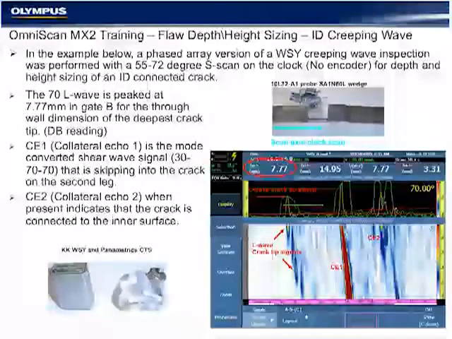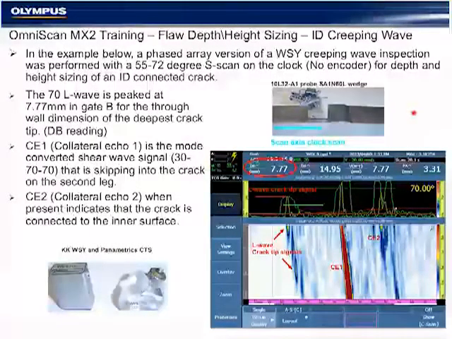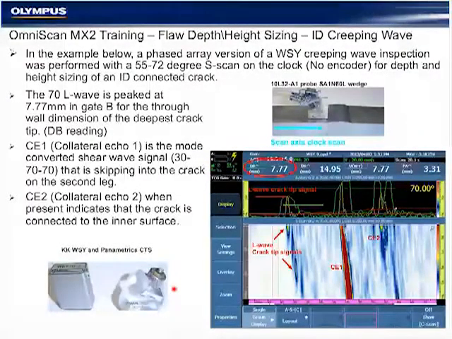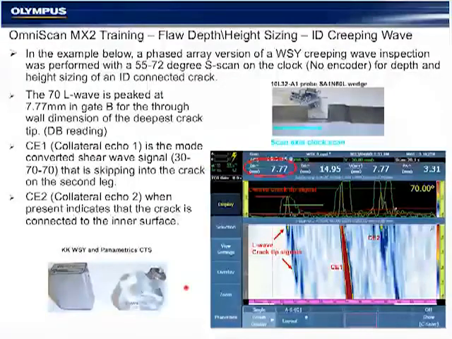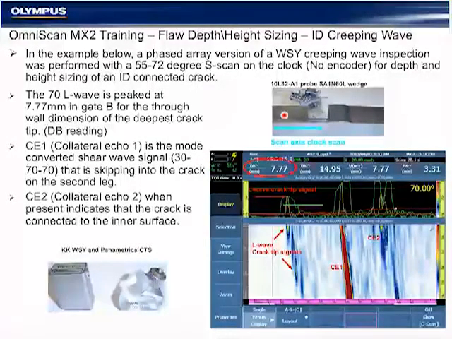Tricks techniques such as the Krautkramer WSY probe and Panametrics CTS probe are conventional depth and height sizing crack detection probes. Those techniques are reproducible in the phased array using an L-wave wedge. In this case, we're doing depth and height analysis on a crack by scanning the probe on a clock inspection towards the flaw until it's butted up against the weld and I hit pause.